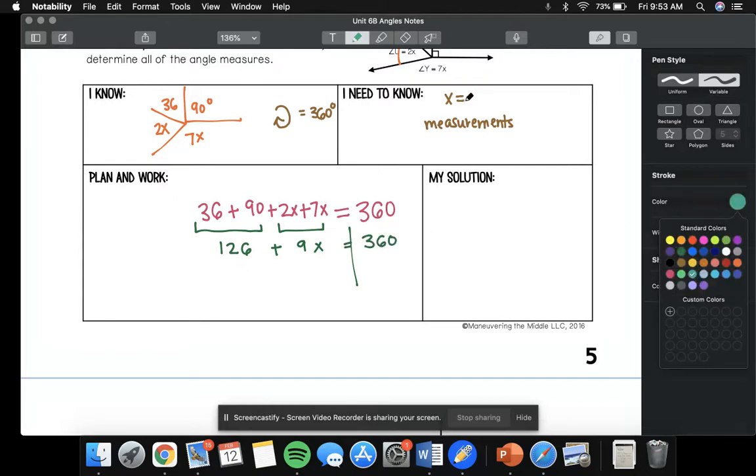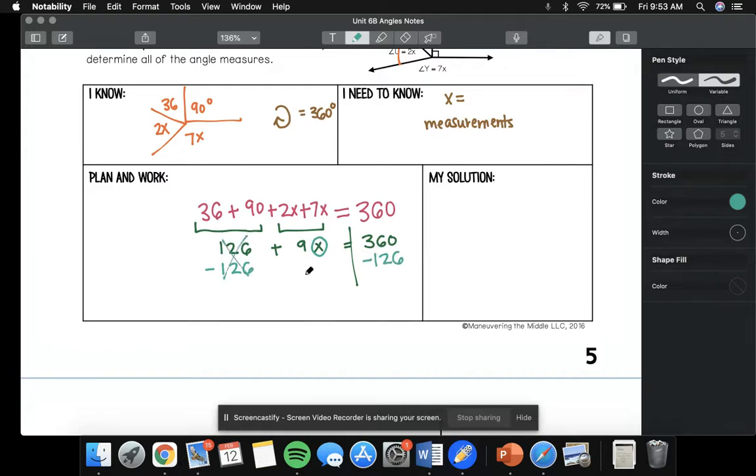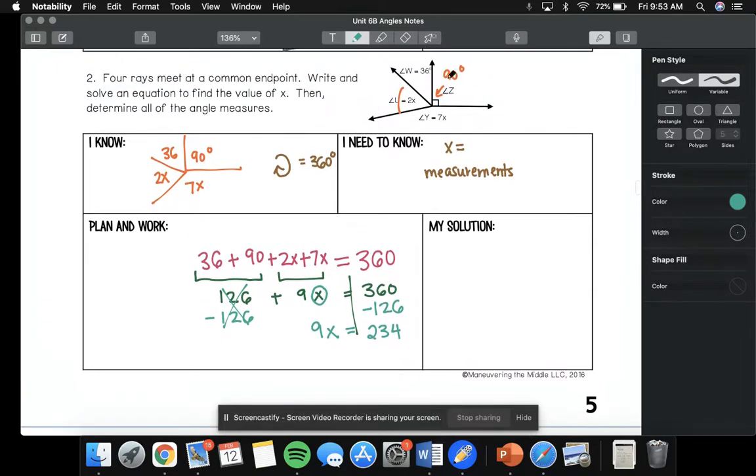Now our goal is to find out what x equals. So we have this 9 and we have this 126. First we're going to move the 126. This is a positive, so we'll move it with a negative. That would make a 0. And now we just have 9 x's equal to 360 minus 126, which is 234. So taking these known angles out of 360, we have 9 x's left over, and that's equal to 234.